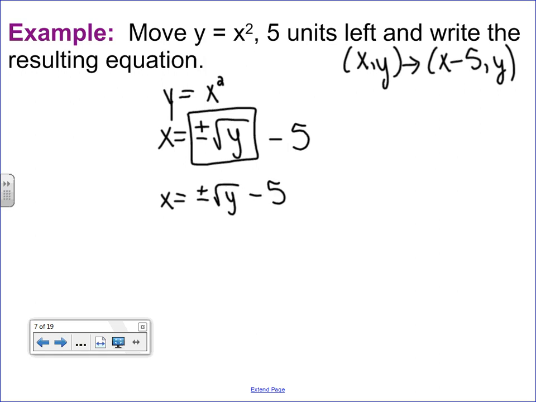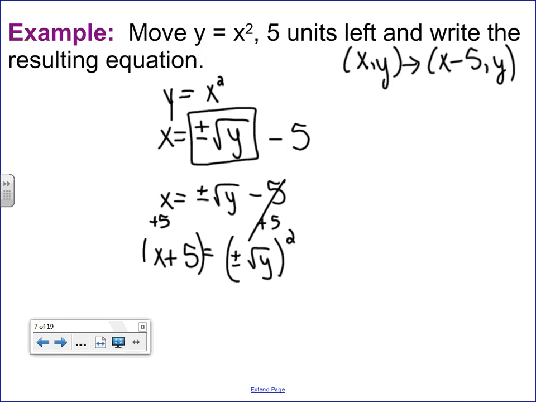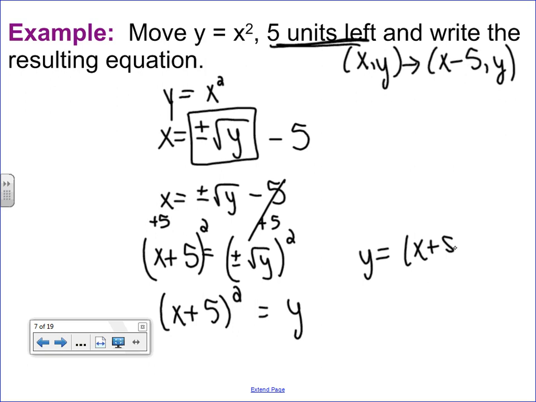But again, we want a y equals equation. So I'm just going to add 5 to both sides. So I get x plus 5 equals plus or minus the root of y. And to get rid of the root, I will just square both sides. So I end up with x plus 5 all squared equals, positive root y and negative root y squared are both just y. So you can see, moving 5 units to the left, I actually end up with x plus 5 all squared. Okay?